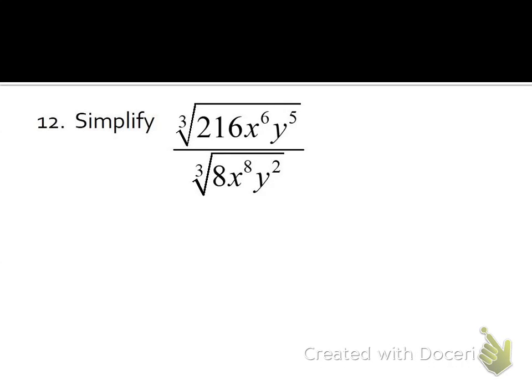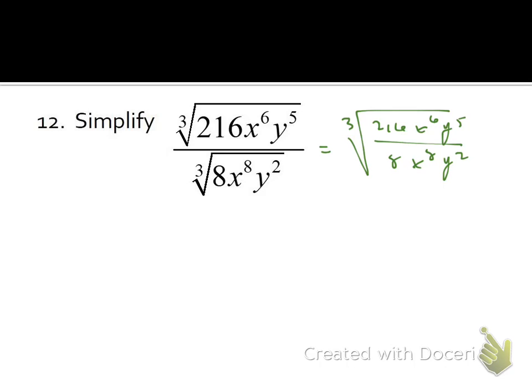All right, so let's try another one here. We are still going to simplify this fraction. Because they're the same degree, same index, we can always merge this together and make this the cube root of 216 x to the 6th, y to the 5th, all over 8x to the 8th, y squared.